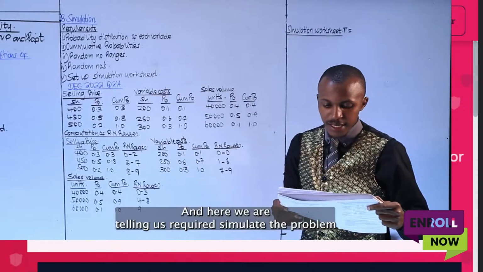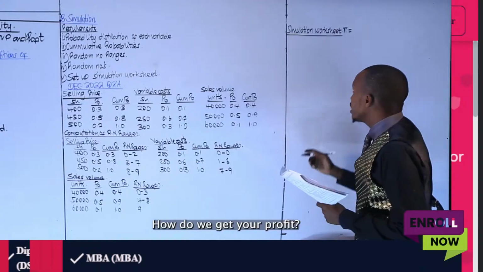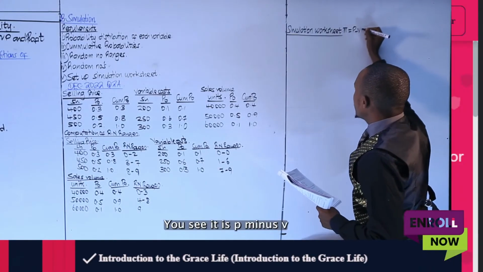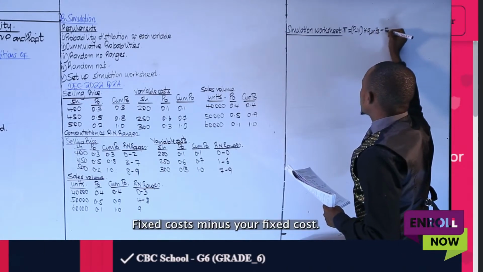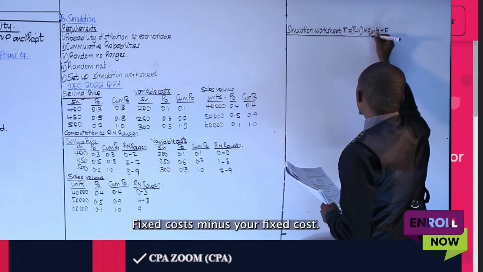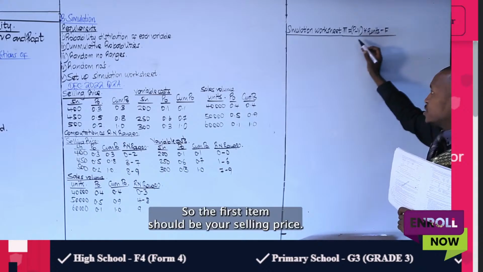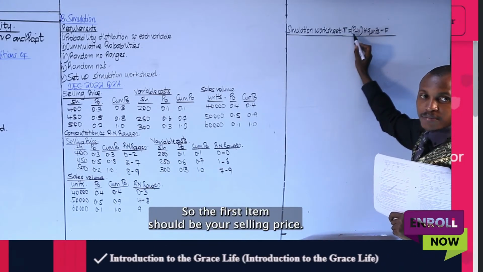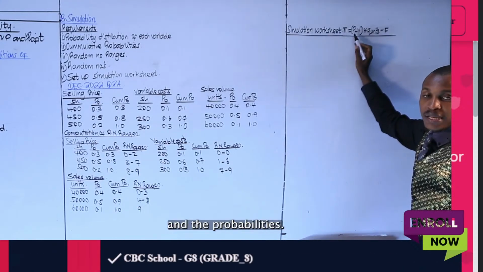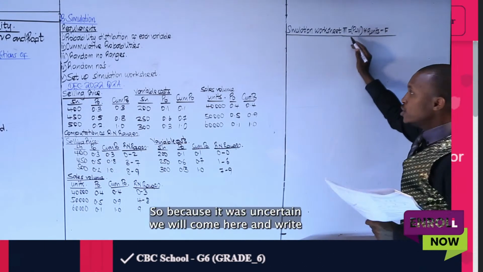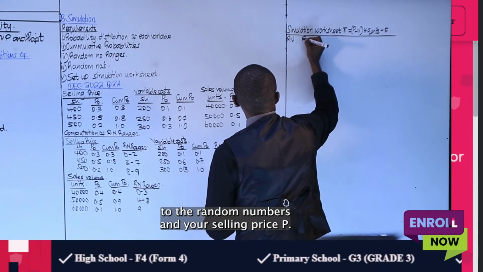Here they are telling us, required: simulate the problem and determine the average what? Profits. How do we get profits? It is P minus V by the units, minus your fixed costs. So this is how your simulation worksheet should look. The first item should be your selling price. Because selling price was given with random numbers and probabilities, and it was uncertain, we will write the random numbers and your selling price P there.